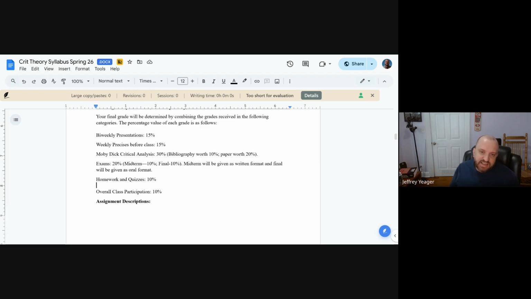At the very end, you will do a critical analysis on Moby Dick. You'll do a bibliography first, worth 10%, and then the paper itself will be worth 20%. There will be 2 exams in the class, both worth 10% each.